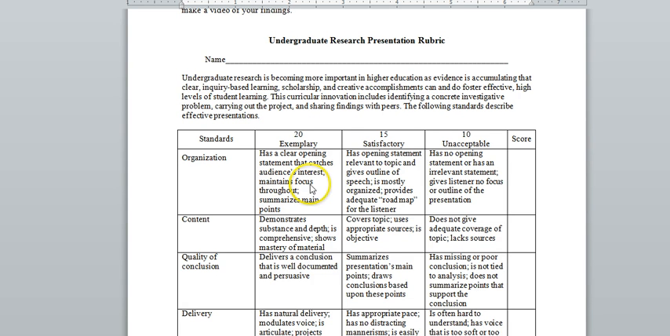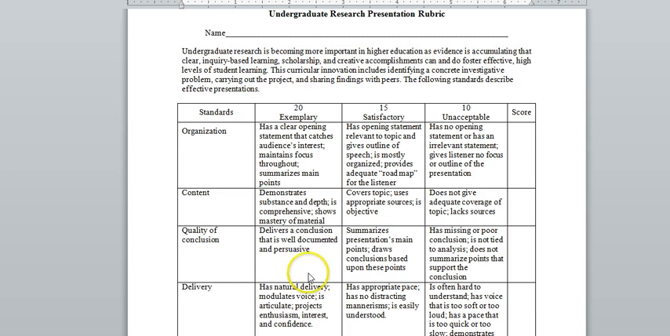So you're going to have a clear opening statement that really catches our interest about this topic. And you can summarize the main points about what you learned. Then you're going to have content that shows us that you really understand this topic and its relationship to our class. And then you're going to wrap it up with a conclusion.